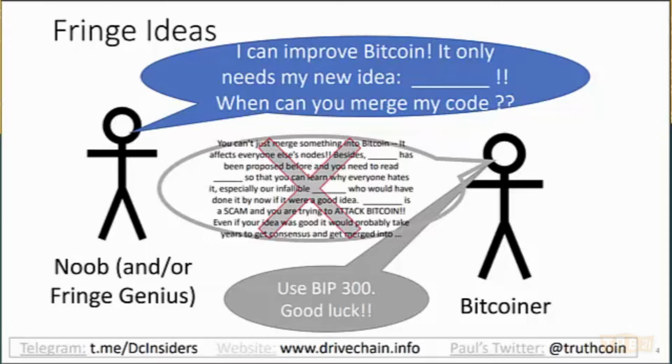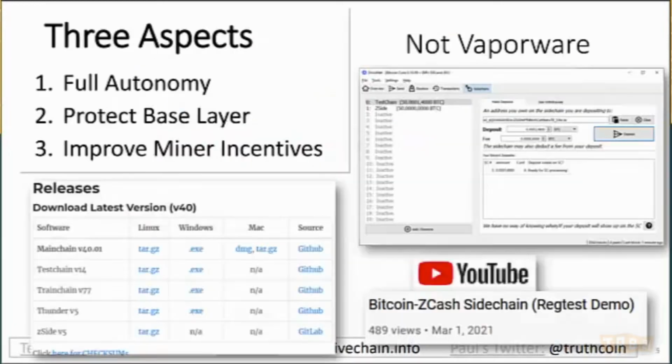And so now I'm going to try to explain how this is accomplished. I'm going to break down BIP 300 into 3 aspects. And these are full autonomy, protecting the base layer, and improving miner incentives.